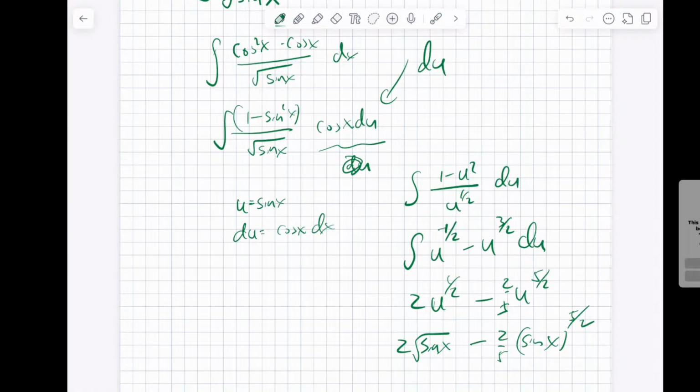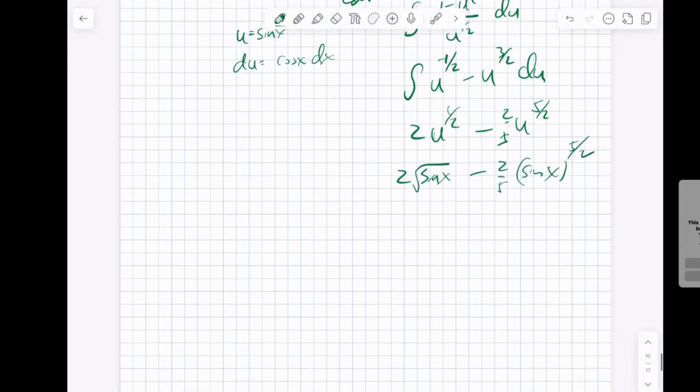Is it good? U is equal to what? So what's 1 minus sine squared? The 1 minus u squared, 1 minus u to the 4. But what's du though? It's kind of long, but du is 1/2 sine to the negative 1/2 times cosine. So much work.